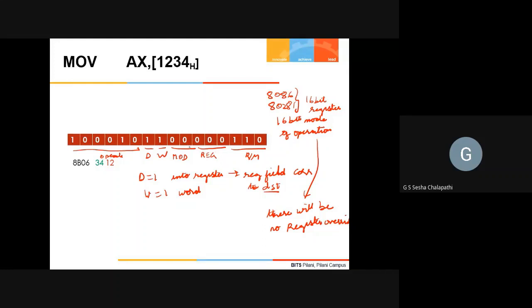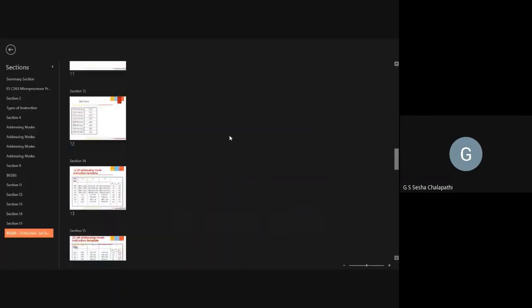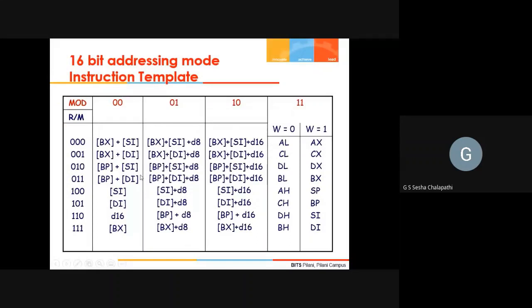Okay. Now, what about the mod and R by M field? How do you understand or how do you get that? Again, let us go to the 16-bit address template. In the 16-bit address template, you are currently using a direct addressing mode. In the direct addressing mode, you have to look for this particular entry, D16. Why? Because the address is specified as 16-bit data. That is, the offset is mentioned as a direct 16-bit data. So you have to look for this particular entry.